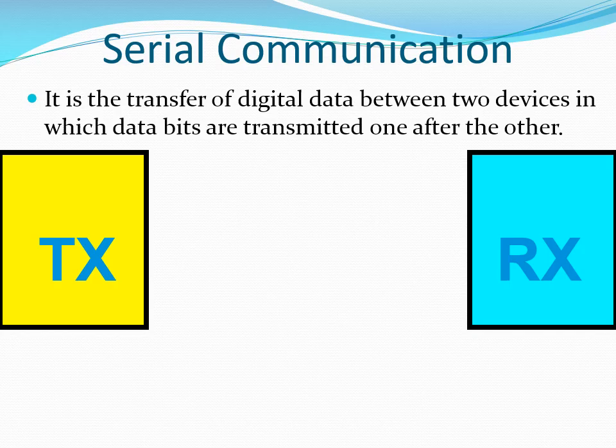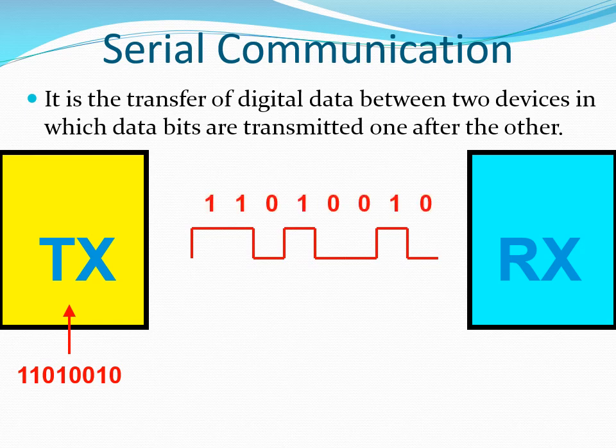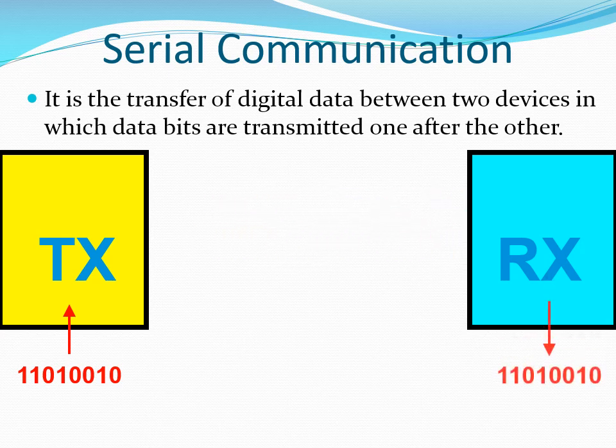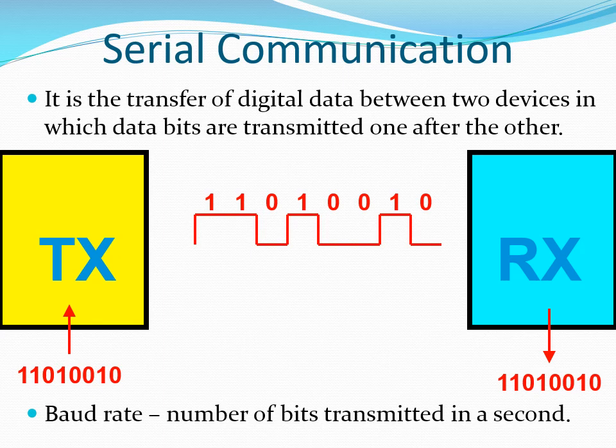Serial communication is the transfer of digital data between two devices in which the data bits are transmitted one after the other. The transmitter receives parallel data and converts it into serial data that it then transmits to the receiver. The receiver receives the serial data and converts it back into parallel form. Generally, the least significant bit is the first bit to be transmitted between the transmitter and the receiver. The number of bits that are transmitted in a second is referred to as the baud rate.